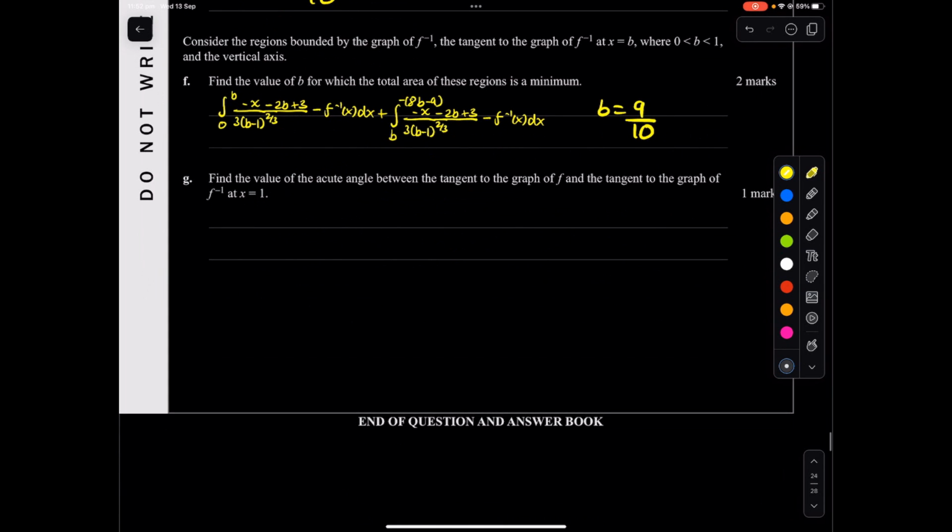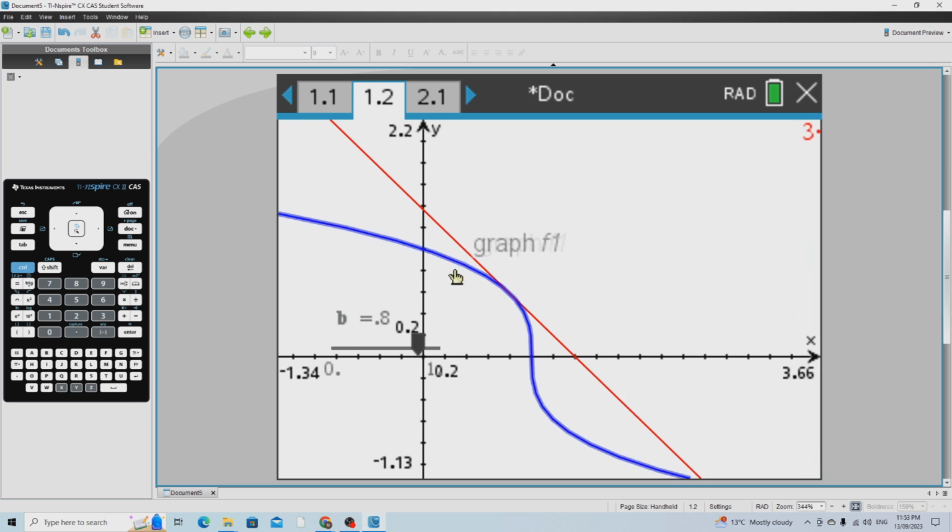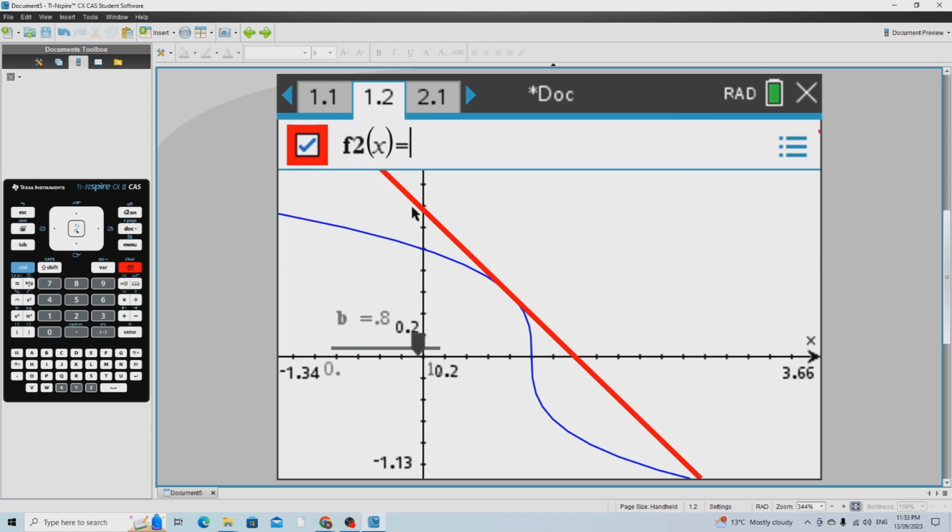Find the value of the acute angle between the tangent to the graph of f and the tangent to the graph of f inverse at x equals 1. Okay, so if we go over to the original, okay, so I'm just going to rub this one out then.